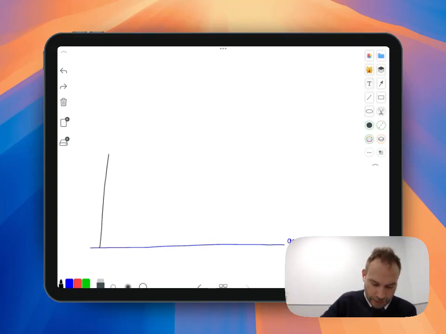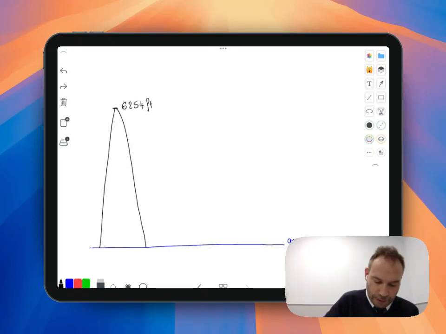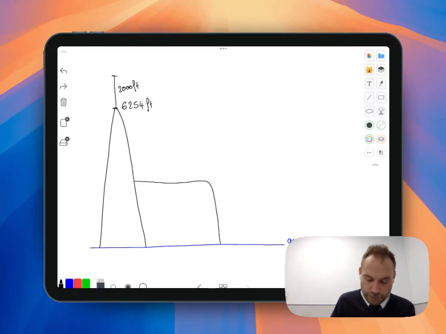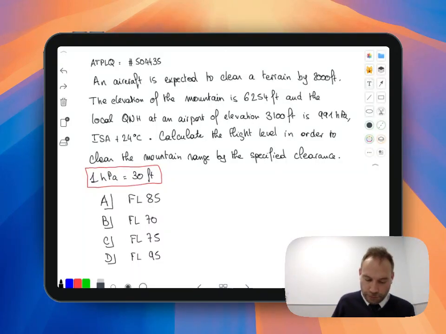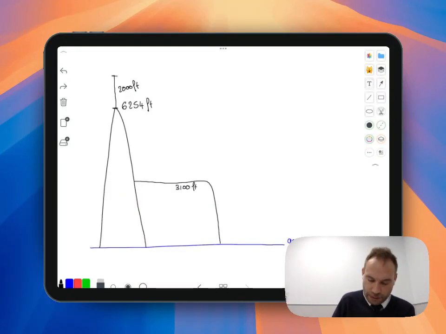We have a mountain that is climbing up to 6,254 feet. We have to comply with a clearance of 2,000 feet, and we have an airfield for which the QNH was calculated and the deviation from the standard atmosphere. And this airfield is at 3,100 feet. And the question mentions that we have a deviation of temperature by 24 degrees. So EASA deviation 24 degrees warmer than EASA. All right. So EASA plus 24 degrees.